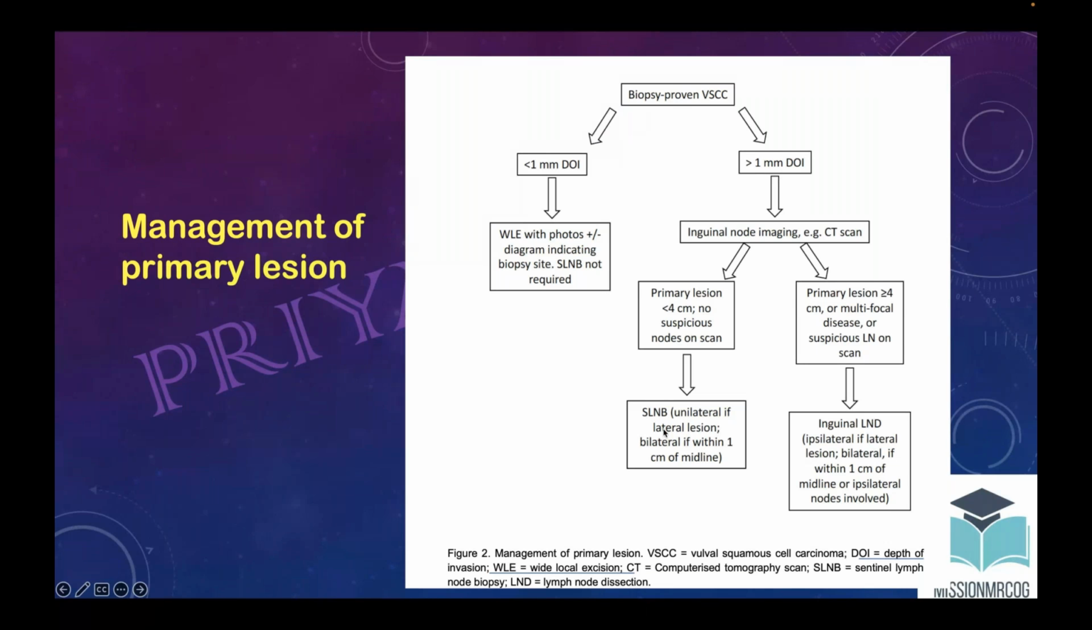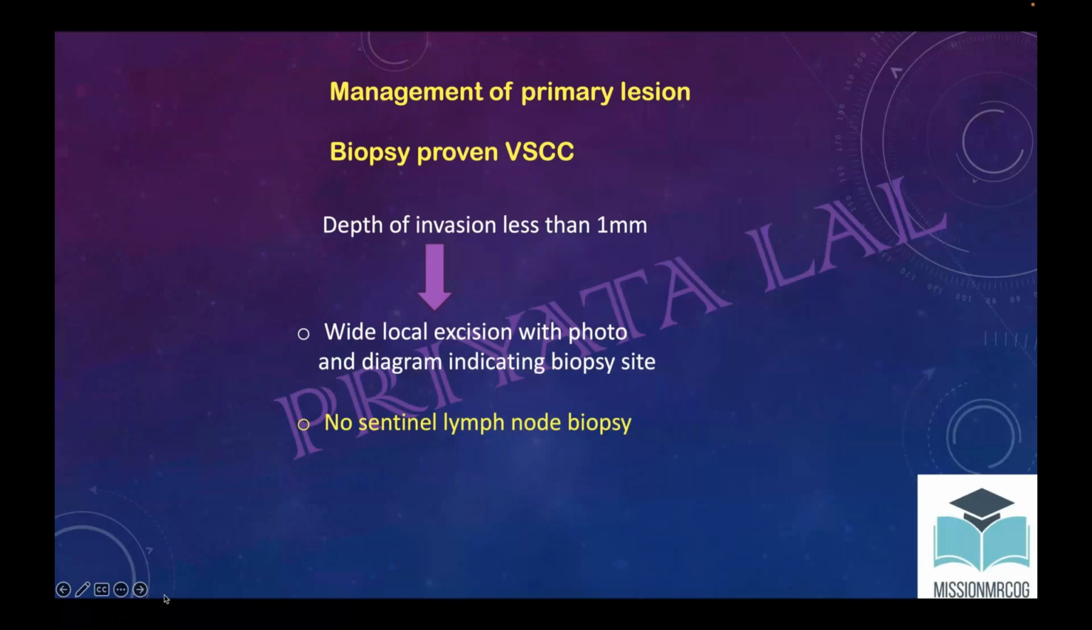If the primary lesion is more than 4 cm, multifocal disease, and lymph nodes are there on the scan, then they will do ipsilateral lymph node dissection for a lateral lesion, or bilateral for a central one, or bilateral if the ipsilateral side lymph node is involved. Okay, so this is the basic management that this new guideline explains. Is it clear?